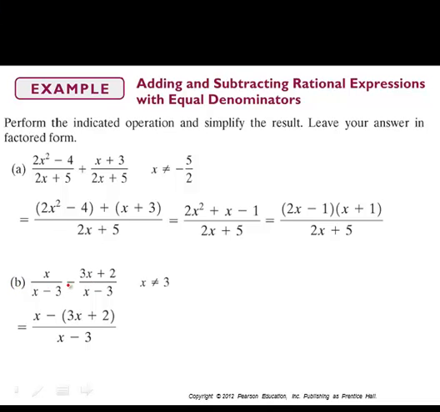Now, for part B, we're subtracting. Notice that you have a common denominator of x minus 3. So you simply subtract the numerators. X minus (3x plus 2). Don't forget to surround that second numerator with parentheses. And then you have x minus (3x plus 2). So, and don't forget to carry out that subtraction for that second term within the parentheses. So you have x minus 3x minus 2. And x minus 3x is negative 2x. So you have (negative 2x minus 2) over (x minus 3).